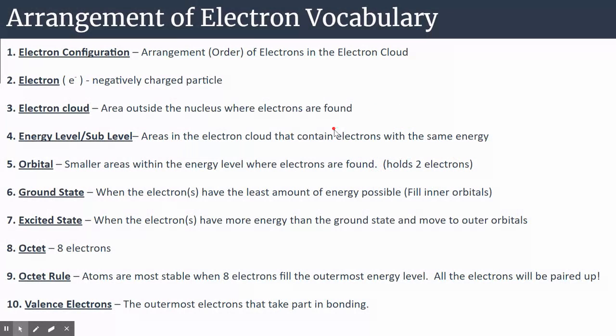Each house can only hold a certain number of people, just like each orbital can only hold 2 electrons. Now, we talked a little bit about ground state and excited state with our flame test lab. Ground state is when the electrons have the lowest energy possible. Okay, so they have the lowest amount of energy. They're usually closer to the nucleus. When they gain energy, they move up to the excited state. So they have more energy than they did before. And so they move further away from the nucleus to a higher energy level. Now, eventually that electron will lose that energy and move back down to the ground state.